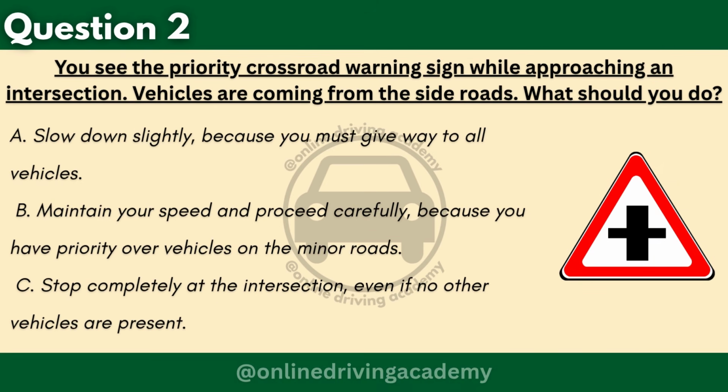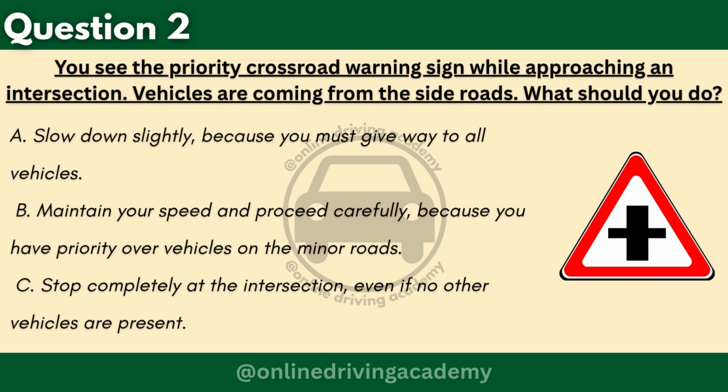Question 2. You see the priority crossroad warning sign while approaching an intersection. Vehicles are coming from the side roads. What should you do? Now if you take a look at this sign, can you see how the line in the center, the line that's going straight ahead, represents your lane? Can you see how that line is much thicker than the line going across? That's because this sign indicates that your lane has priority. That means other vehicles from the side roads must stop and give way to you.